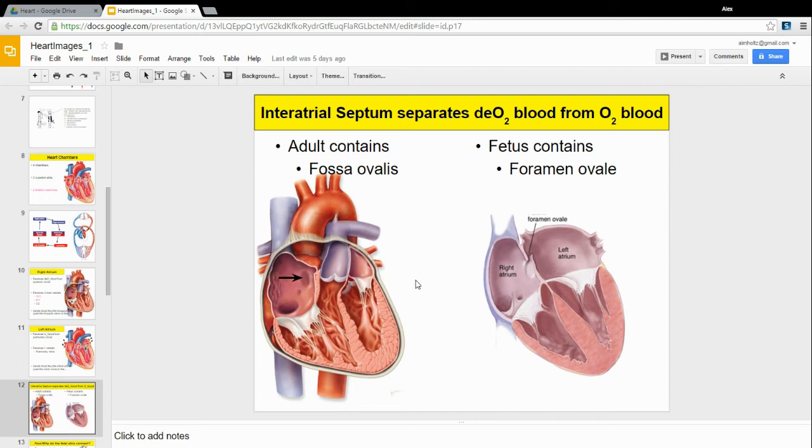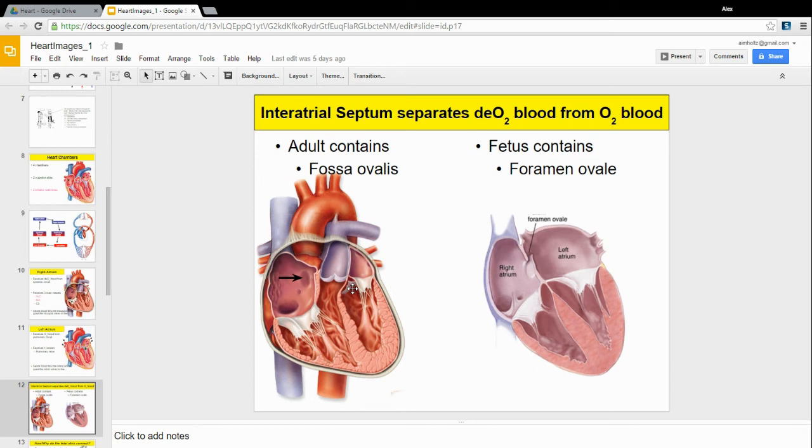The adult heart has a depression. There it is, black arrow, in the interatrial septum. It's on both sides. You can see it from the right and the left. And this depression is called the fossa ovalis, the roundish indentation. Now, the thing is, you have a depression there because you used to have a hole.